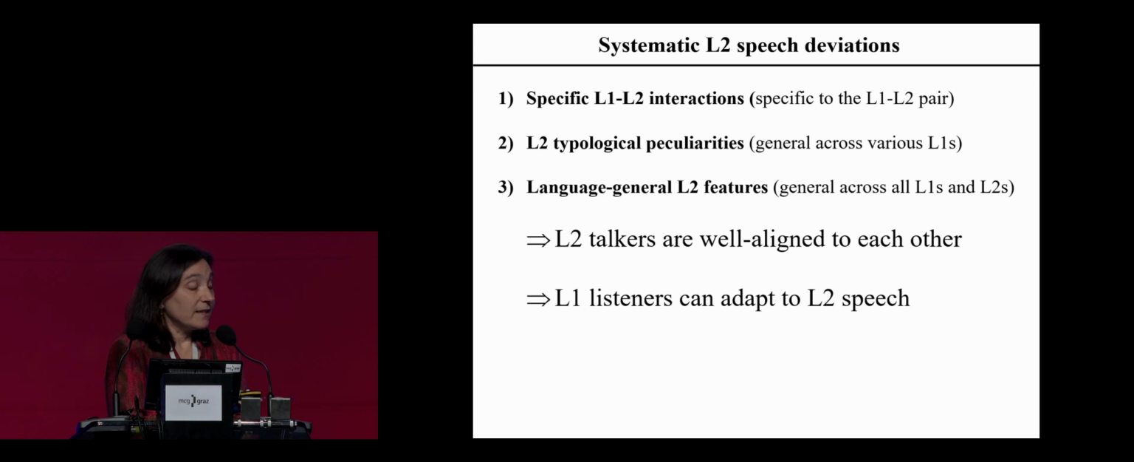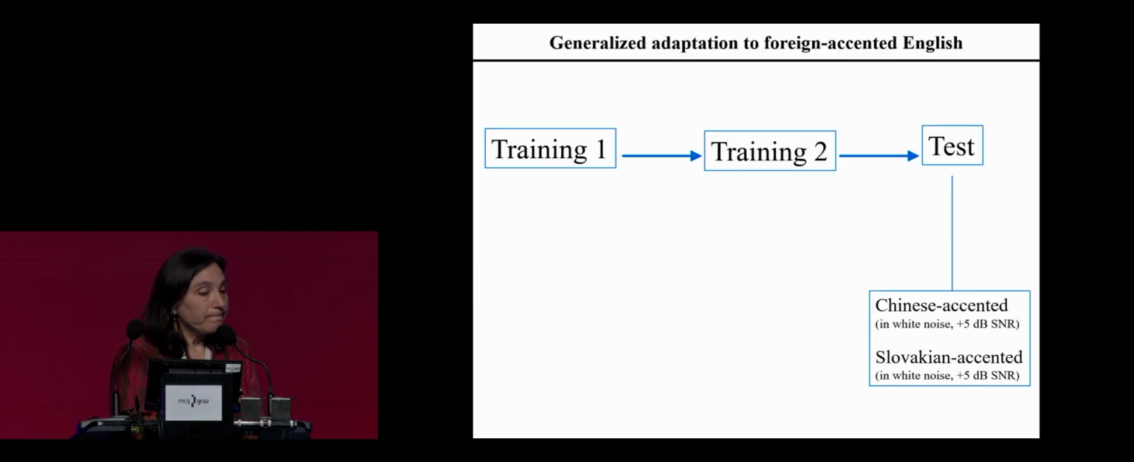What we're predicting then is that L1 listeners can quite easily adapt to L2 speech, provided that they have sufficient exposure to the L2 speech. And note especially that this adaptation is made possible by the systematicity of L2 speech. It's very difficult to train yourself to adapt to random variation. Systematic variation, on the other hand, you can adapt to.